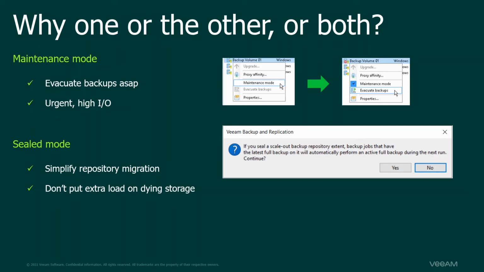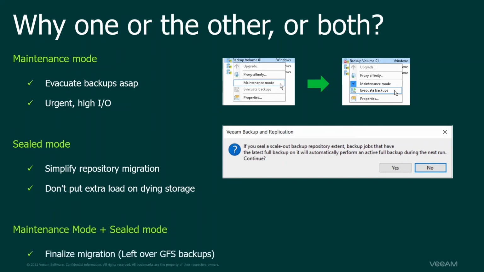But both options require you to have an active full backup. What you can do, of course, is both: do it with sealed mode first and after that go to maintenance mode, and that gives you the opportunity to finalize the migration, so the leftover GFS backups will be copied to the other extents.